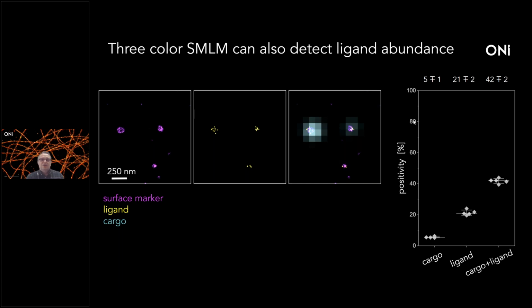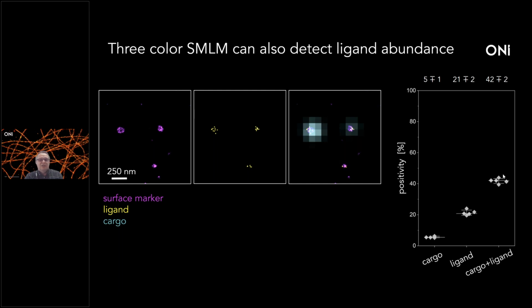So for example, here on the right side, you can see that if you use a sample when you're having a label, in this case, you had labeled all 3 things, only 5% of your lipid nanoparticles are containing the cargo. So only 5% of those have actually cargo. But then around 20% are particles which contain ligand.